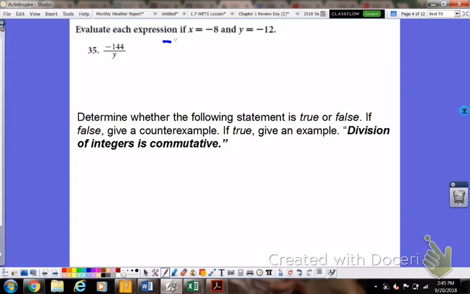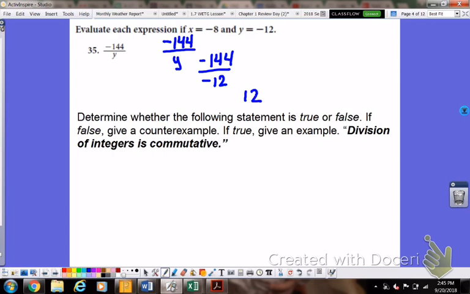So again, we rewrite the problem. Negative 144 divided by y. We show our substitution. It's negative 144 divided by negative 12. Okay, same sign, so we know our answer is positive. 144 divided by 12 is 12, so our answer is 12.